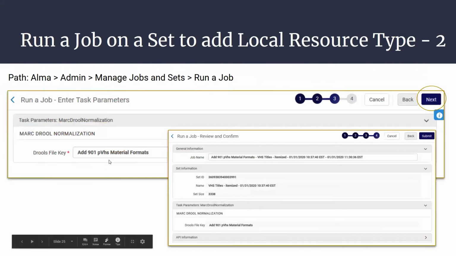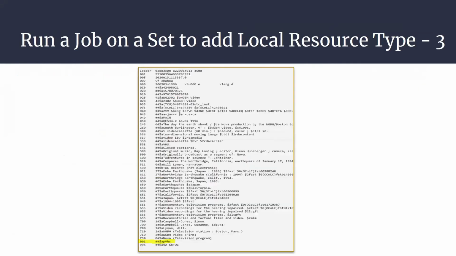So I'm going to make sure that that job looks correct, run the job. And then what's going to happen to all 3,600 of those records is you're going to get this PVHS 901 field added to every single record.